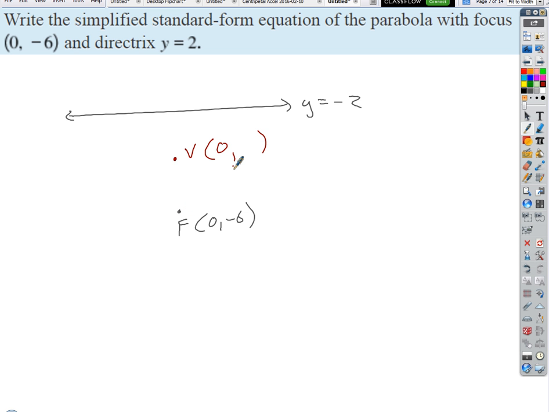Okay, so then what we need to find is what goes there, right? So we've got to average those two values. It's got to be halfway between the y values of the directrix and the focus, because the vertex is in the middle, right? So what's the average of -2 and -6? -4. If I add them up, I get -8 divided by 2 is -4, right?